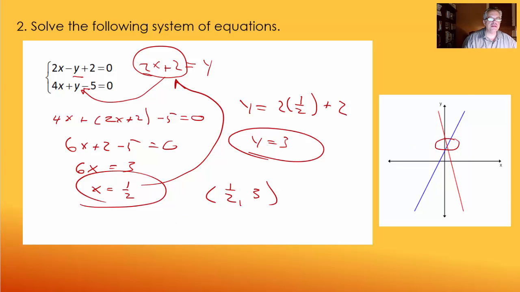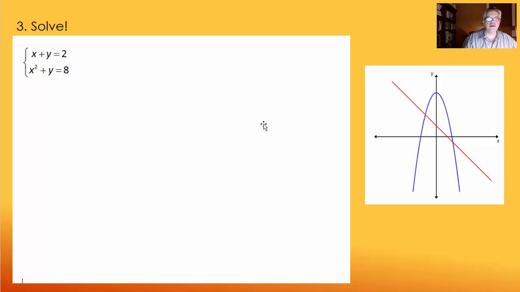Alright, now, things are going to get a little more interesting here. Because one of the equations is quadratic. The first equation is a line. This time that's the red graph. And the second equation, that's the upside down parabola. Alright, so we can see from the graph that there are going to be 2 points of intersection. Alright, so we're going to expect to get 2 values of x when we solve this.